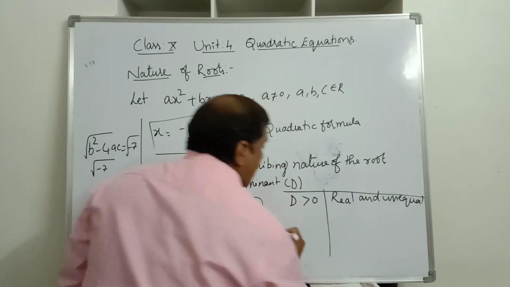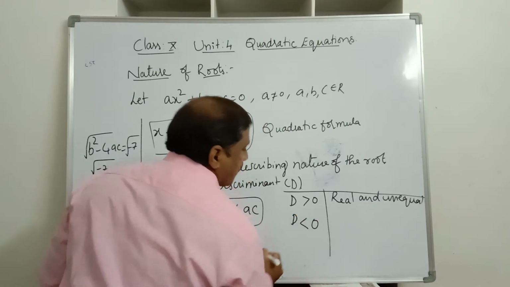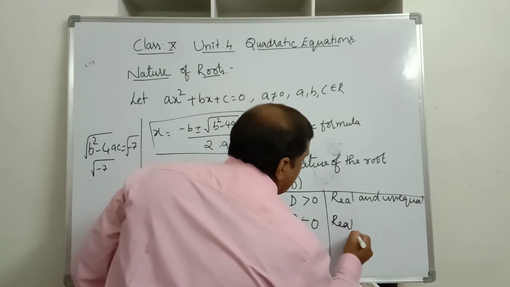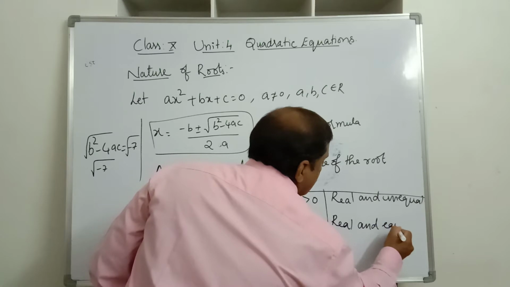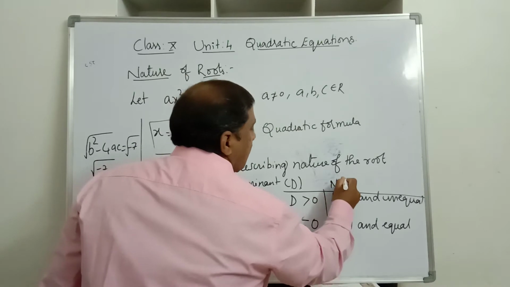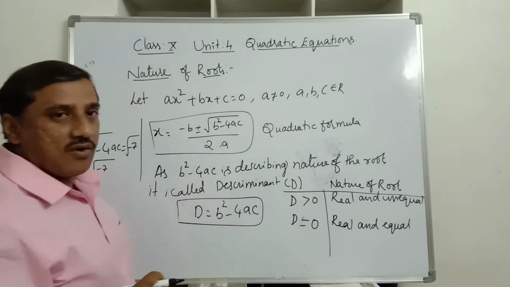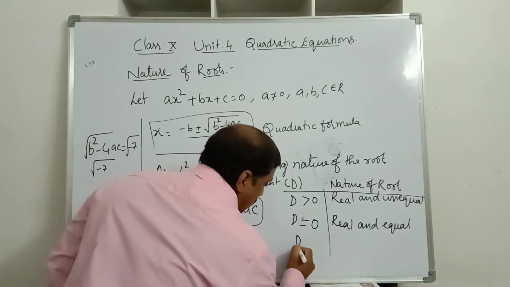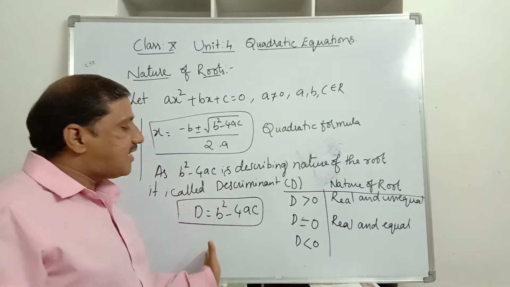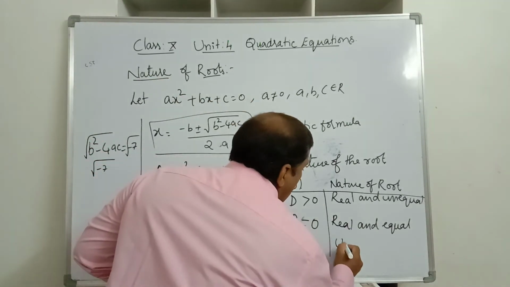If D is greater than 0, roots are real and unequal. If D is equal to 0, then real and equal roots. This is the nature of roots of the quadratic equation. Here we have three cases: D greater than 0, D less than 0, D equal to 0. If D is less than 0, that is negative values, then we get unreal roots.